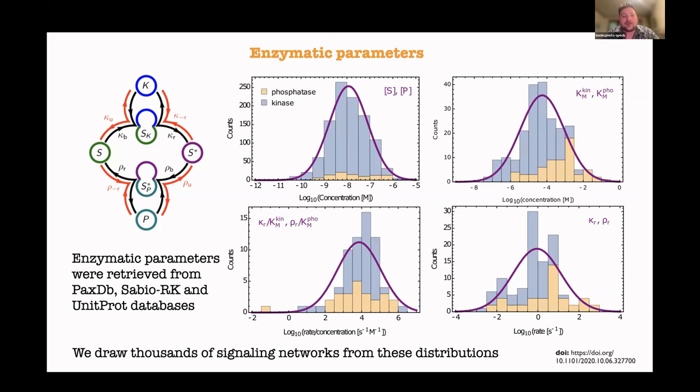And so from these distributions, we can gather all of the relevant parameters except for the reverse hydrolysis rates, K minus R and ρ minus R. And we basically draw thousands of signaling networks from these distributions to test some hypotheses that we have.